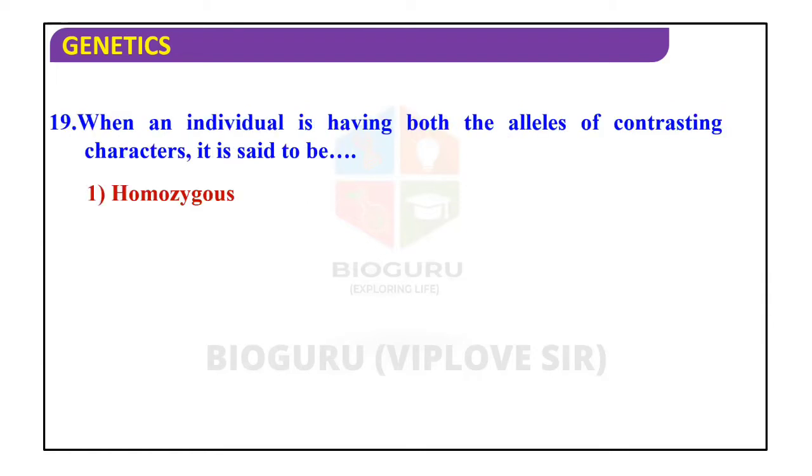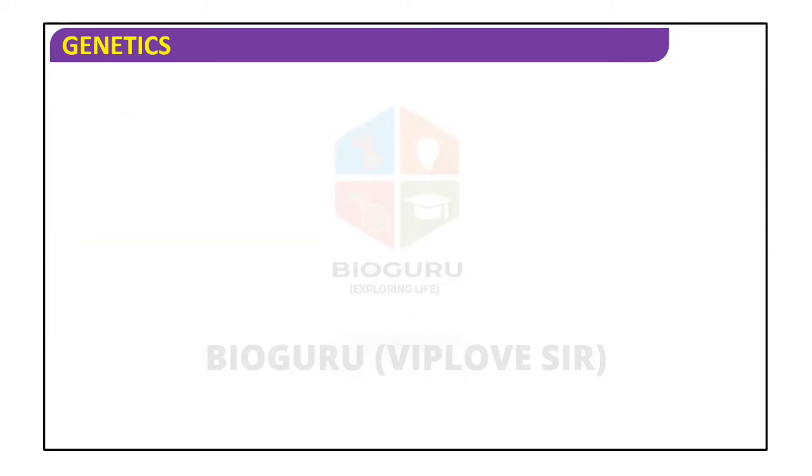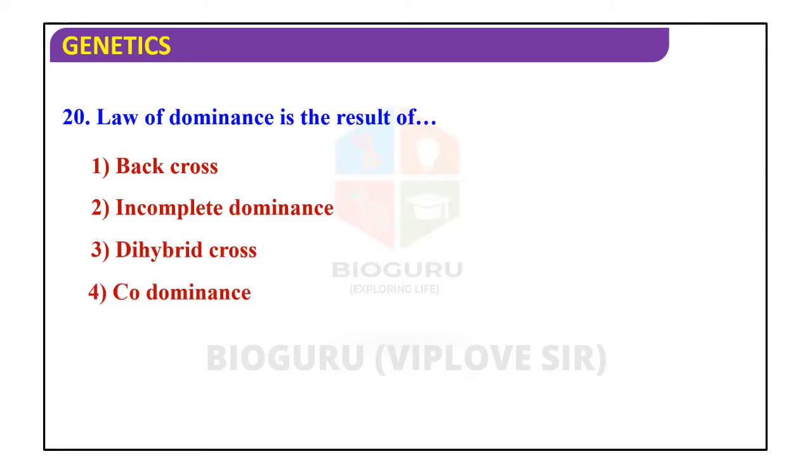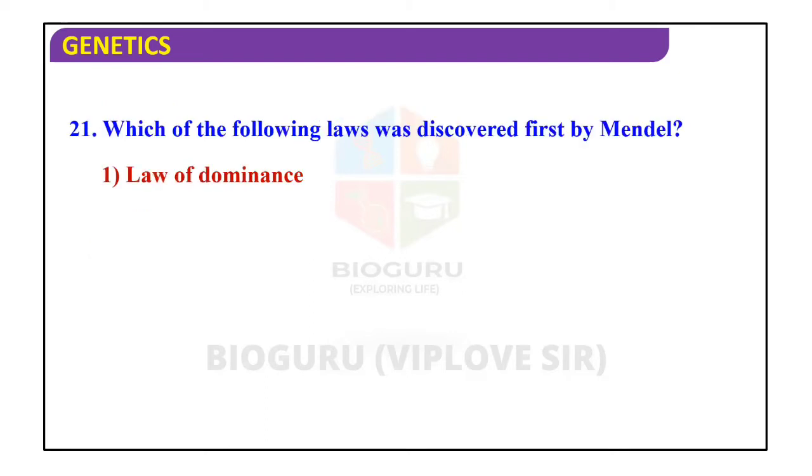When an individual has both the alleles of contrasting characters, it is said to be homozygous, heterozygous, dioecious, or monoecious. It is heterozygous. That's good. Law of dominance is the result of backcross, incomplete dominance, dihybrid cross, or codominance. It is backcross.